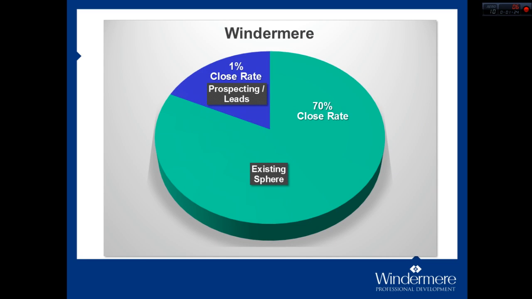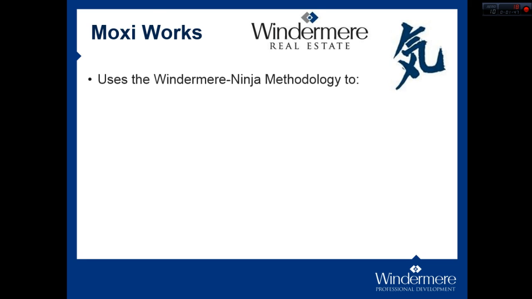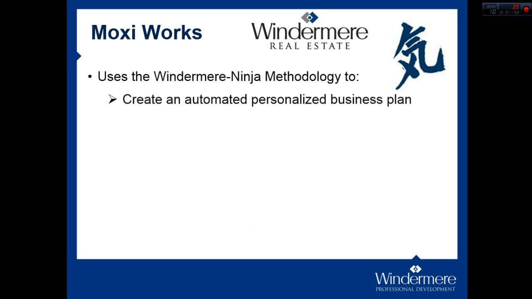And what we found here at Windermere is that we want to focus our energies on that existing sphere because you have a higher close rate with those relationships that you have. All the work you're doing on prospecting is only going to a 1% close rate. Not fun. So let's focus our energy on that existing sphere, and that's why MoxiWorks was developed. It was developed around the ninja philosophy of working the relationships that you have to stay in flow. So you're creating this automated, personalized business plan with MoxiWorks to stay in flow with your database from that first point of contact all the way through the real estate sales flow process.